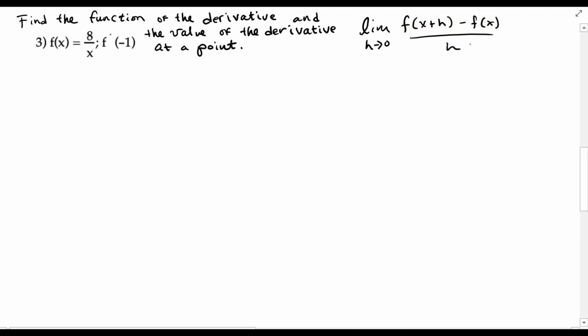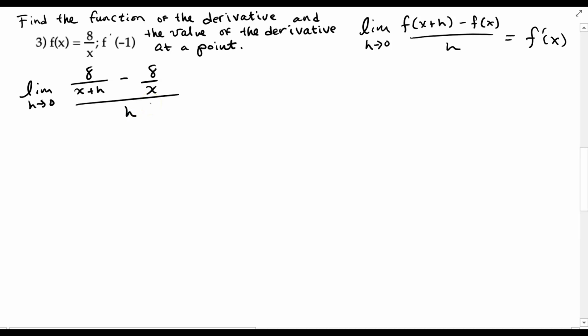And this one's an interesting problem because it is a rational function, 8 over x. And so it's actually kind of neat the way that it works out. You just have to really like adding fractions. If you could figure that out, then this is no problem finding this derivative f prime of x. Okay, so let's see here. Let me write it out. The limit as h approaches 0 of 8 over x plus h minus 8 over x, all divided by h.